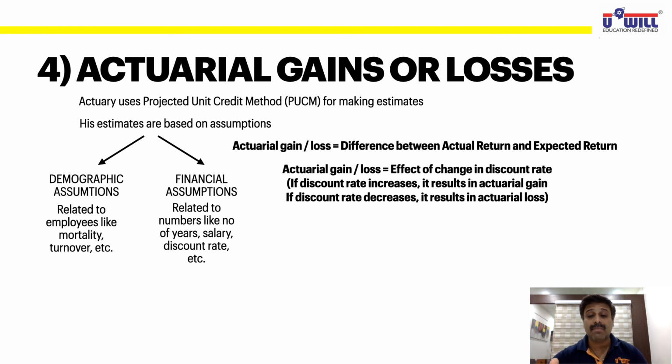Both the kinds of examples are covered in your syllabus. However, today we will see only the first kind of example, the difference between actual return and expected return. The second kind of example, based on discount rate, we will see in the next lecture. Okay, so all of you note down this complete portion in your notebook, pause the video and note it down, then we take up the examples on actuarial gains and losses.